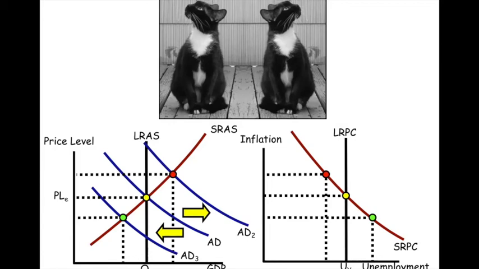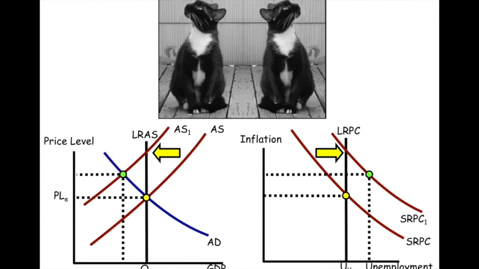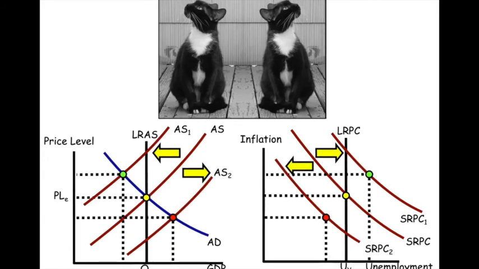So when aggregate demand shifts, do not move anything. It's just a movement on the line. Aggregate demand, movement on the line. Okay, aggregate supply, if it decreases or increases, here's the exact shifts that you would have.